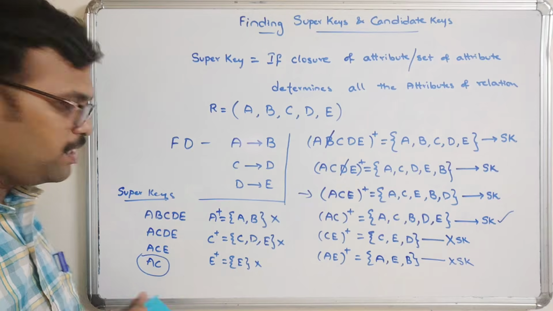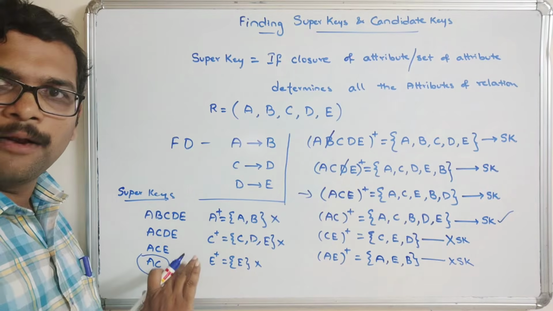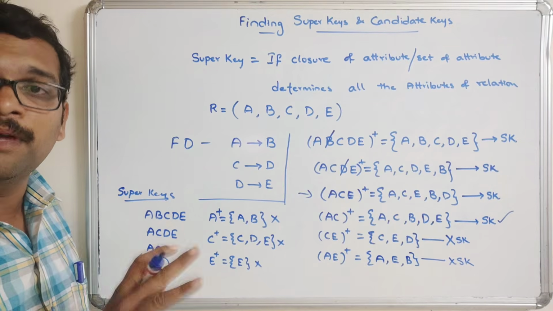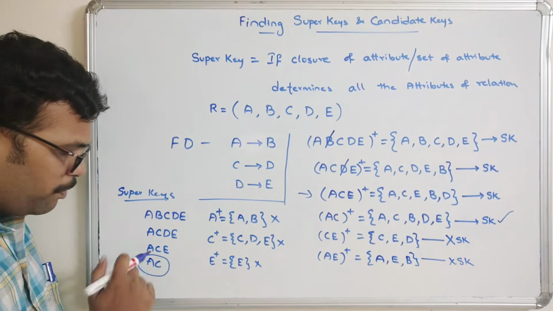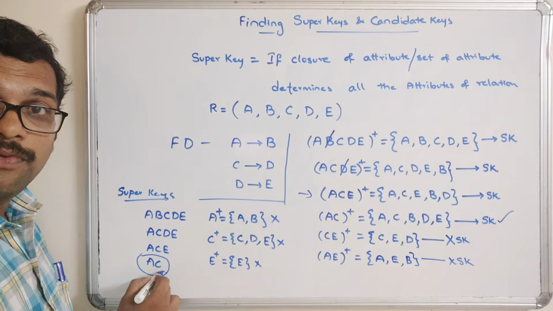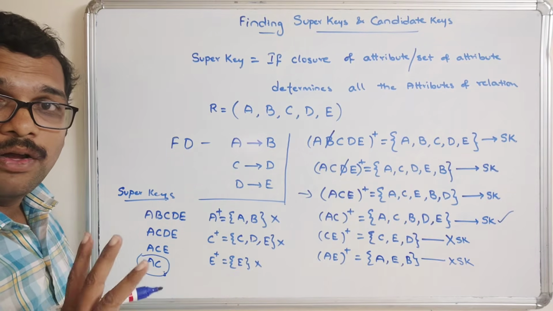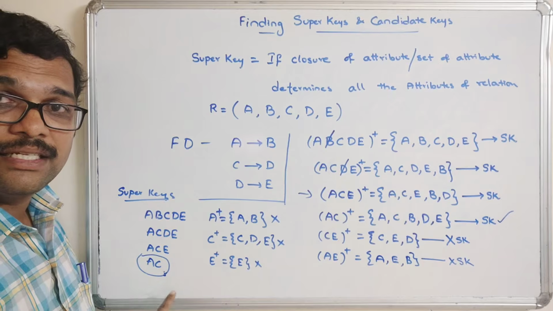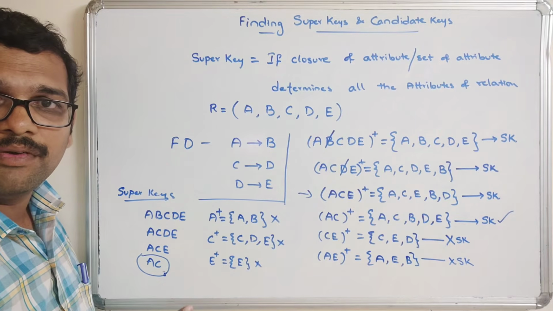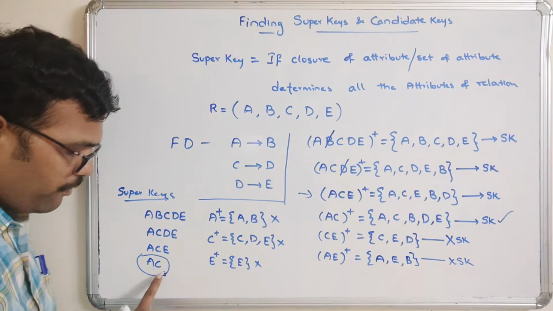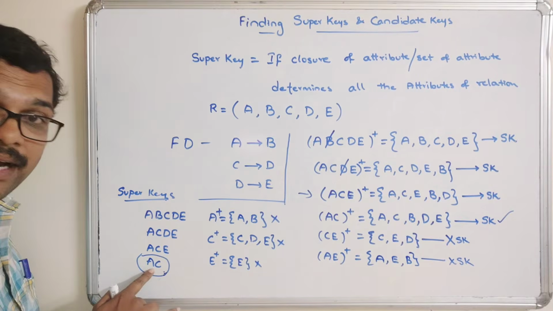So the first step is finding the super keys. We have done that. The second step is finding the candidate keys among the super keys, which is a minimal set of super keys. So among all the super keys, this is a minimal set, so we can say AC is a candidate key. And the third step: how can we decide this is the only candidate key, whether there can be multiple candidate keys? So how can we say this is the only candidate key?